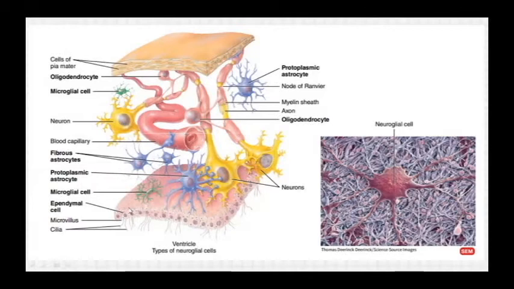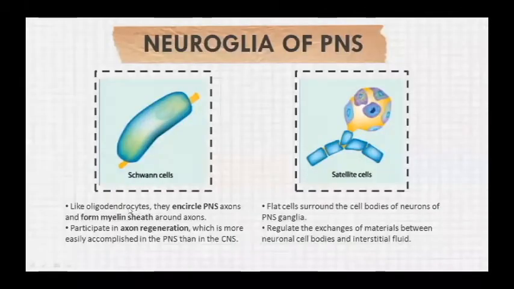Now we will proceed to the neuroglia of the peripheral nervous system. In the peripheral nervous system, there are only two kinds of neuroglia or glial cells, and these are the Schwann cells and the satellite cells. The Schwann cells are like oligodendrocytes, meaning they encircle PNS axons and form the myelin sheath around axons. Just like oligodendrocytes, they are responsible for making the myelin sheath of the axons in the peripheral nervous system. They also participate in axon regeneration, which is more easily accomplished in the PNS than in the CNS.